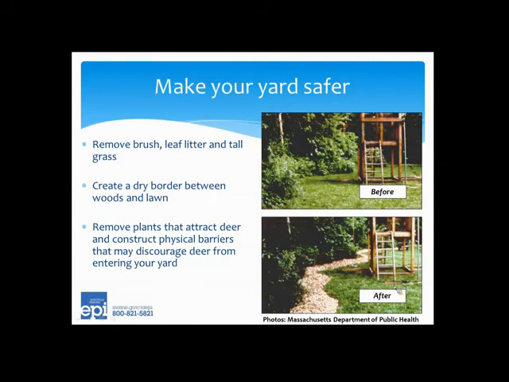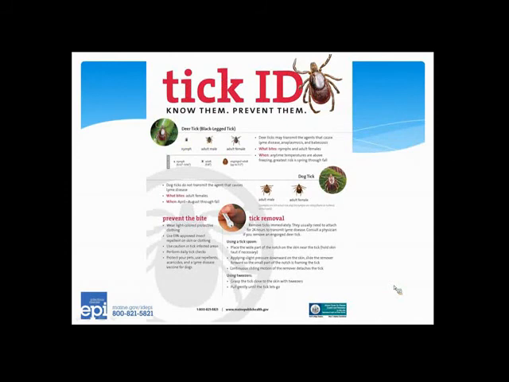So this is our tick ID poster. We want to make sure that people know what ticks are, and they know how to prevent them. It shows the difference between a deer tick and a dog tick, and reminds you how to remove them, along with our prevention messages.